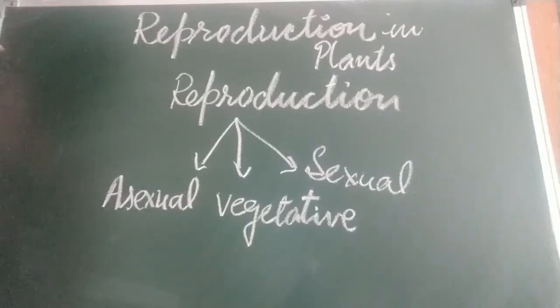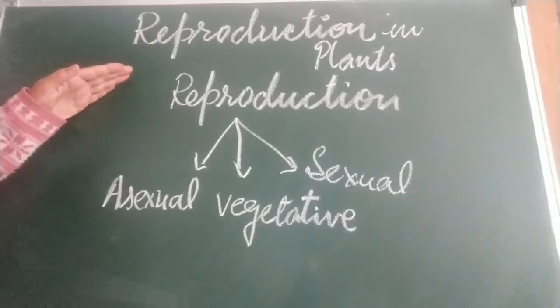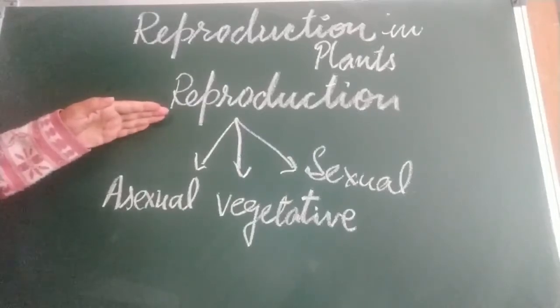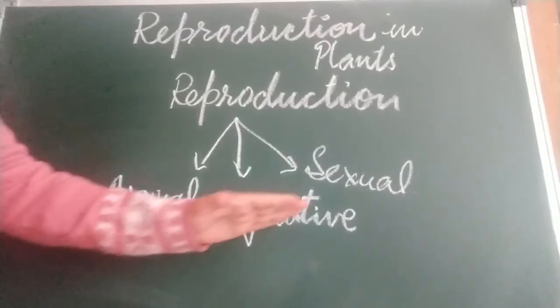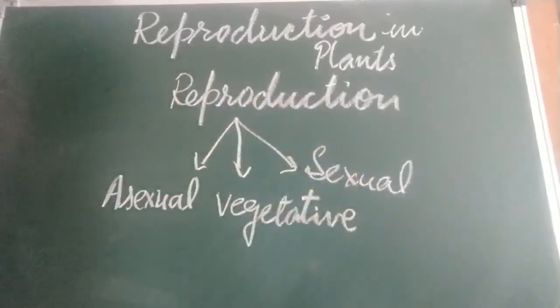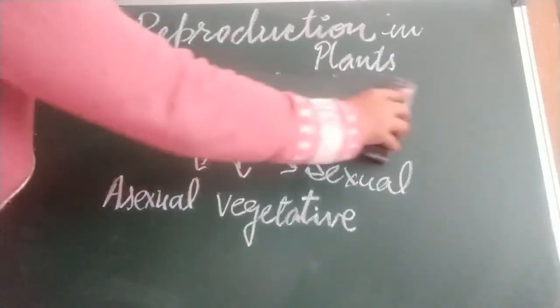Hello children, today we are going to discuss reproduction in plants. First, what is reproduction? The process of producing young ones from their parents is known as reproduction. Plants reproduce through asexual, vegetative and sexual means. So there are three modes of reproduction: asexual, vegetative and sexual. First, children, we are going to discuss asexual reproduction.